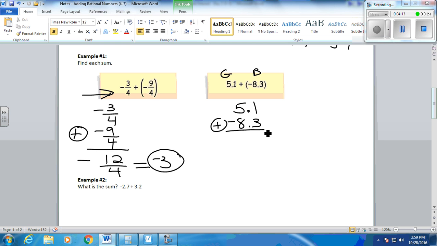And I can't set it up this way because I can't take 3 away from 1. If I borrow from the 5, then I can't subtract 8 from there. So that is incorrect to set it up that way.